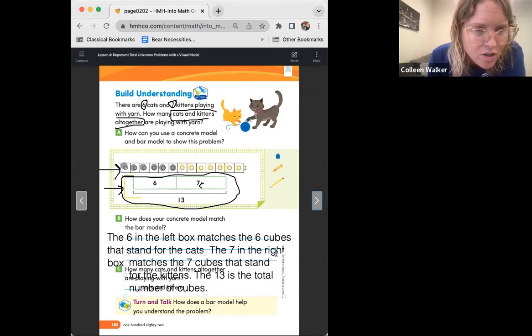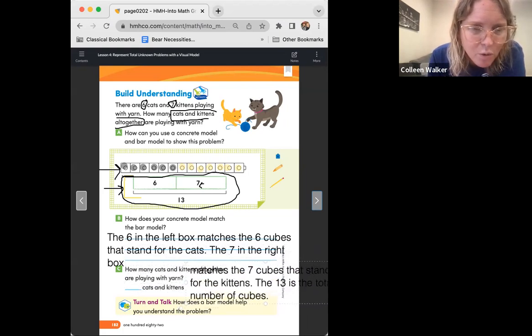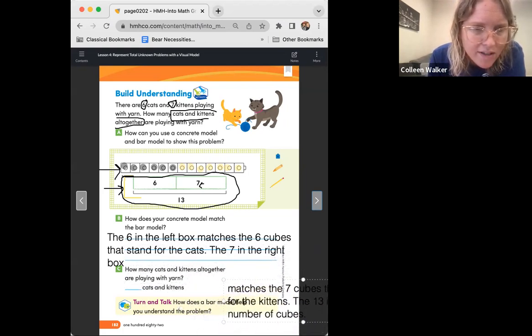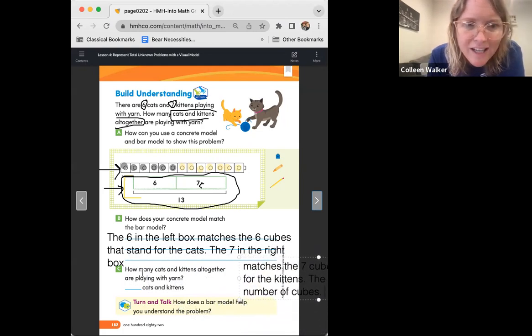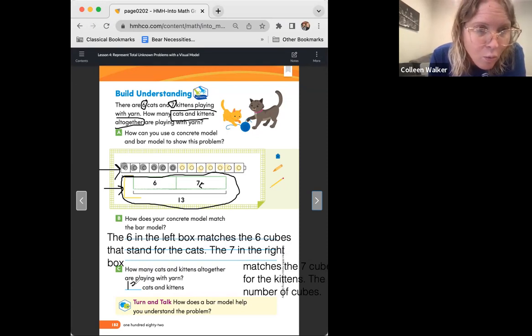That's okay. So I'm just going to move it a little bit out of the way to do this last part here. It says, how many cats and kittens all together are playing with yarn? So what did we figure out, friends? What was our total? Yes, there are 13 total. Wonderful, friends. And we can even check our work.